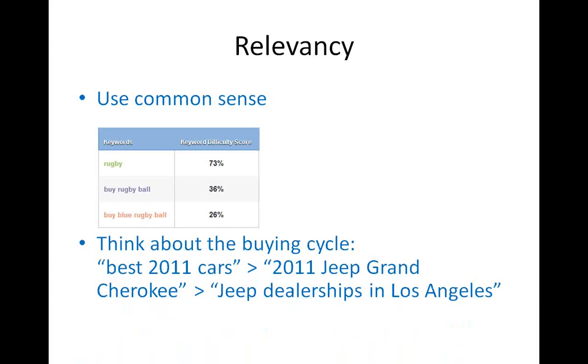And think about the buying cycle. For example, let's say I want to buy a car, but I don't know what car. So I start my buying cycle by searching for best 2011 cars. And let's say I really like the 2011 Jeep Grand Cherokee. So I search for that. And I'm like, well, I really like this car. Where can I get it? And then I search for Jeep dealerships in Los Angeles. Okay? So you want to grab people at the end, right here, at the end of the buying cycle, not when they're getting started.